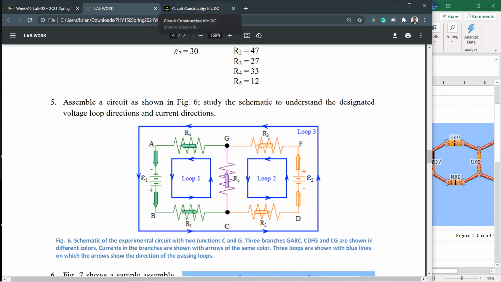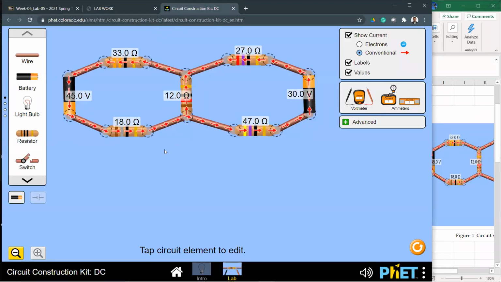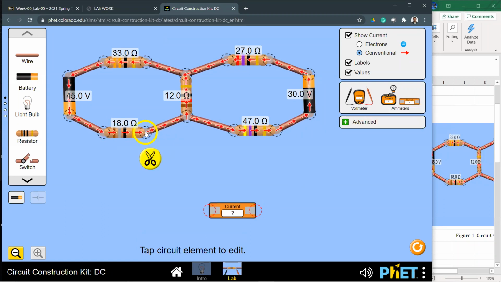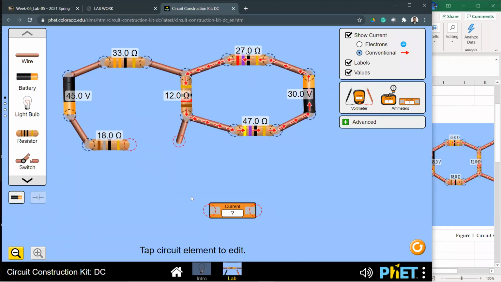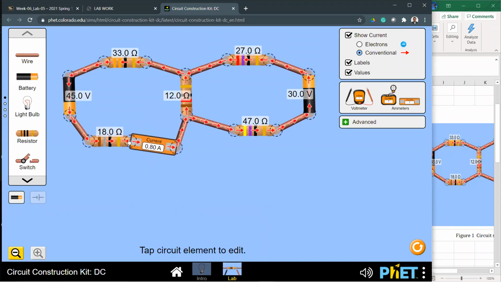Now, if I want to measure current values, the ammeter must go in series with the circuit, right? I have to break the circuit and then put the ammeter in. So let's bring the ammeter and let's break the connection from the R1. If you click on the connection point, the scissor will appear. Just click on the scissor, and it will break. Then you connect that break point via the ammeter. Then you will see the current value. That's the number we're interested in, right? 0.80 is the amount of current passing through this resistor.